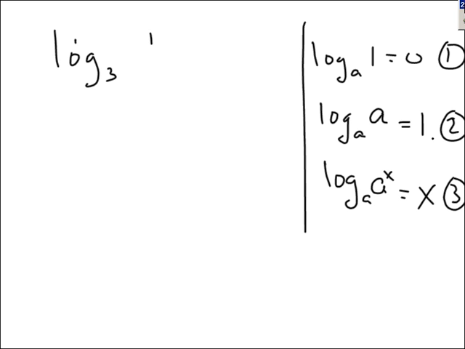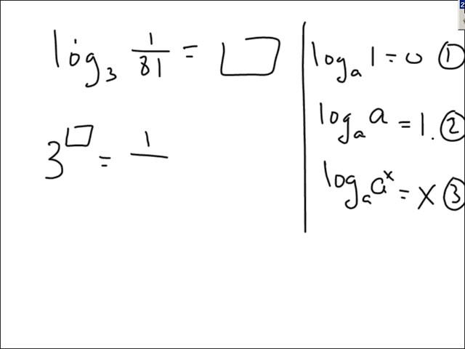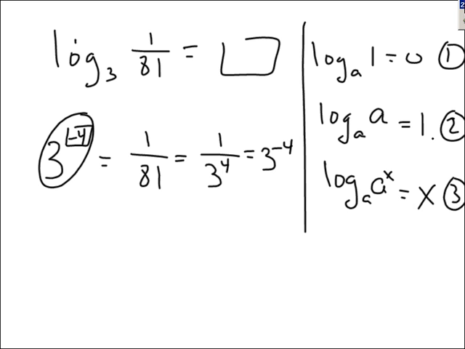Log base 3 of 1 over 81 equals what? This is asking 3 to what power gives you 1 over 81? Well, if you think about it, 81 is 3 to the 4th. So 1 over 81 is 1 over 3 to the 4th. But 1 over 3 to the 4th is 3 to the negative 4th. That box should be negative 4. Then this clearly equals that. They look exactly the same. So the box is negative 4.